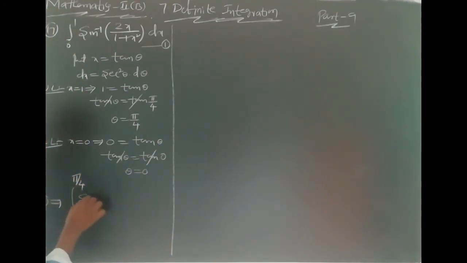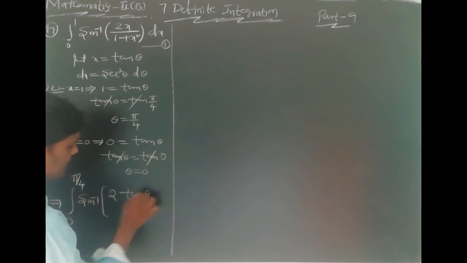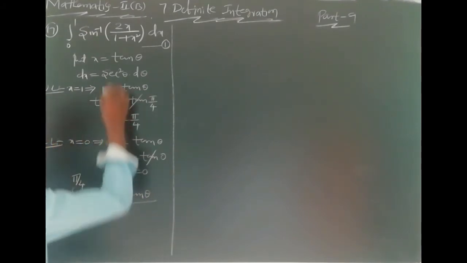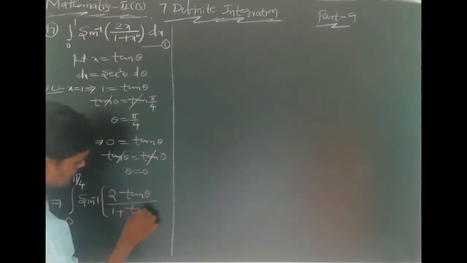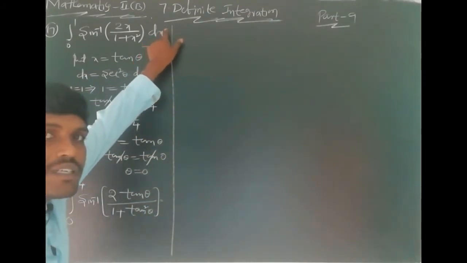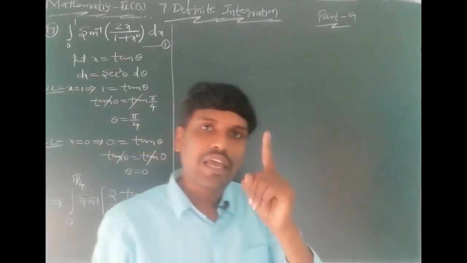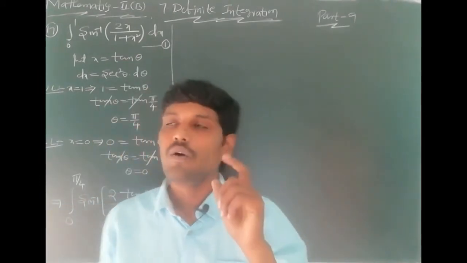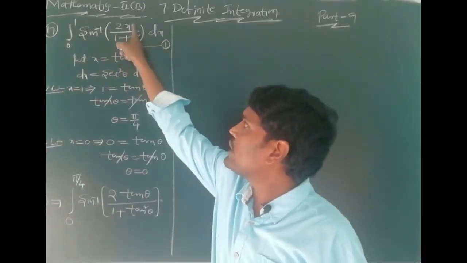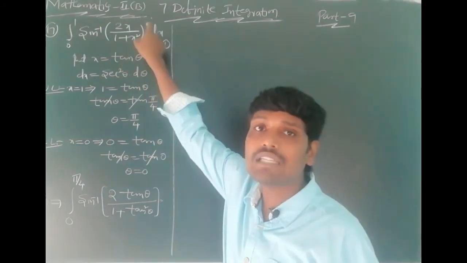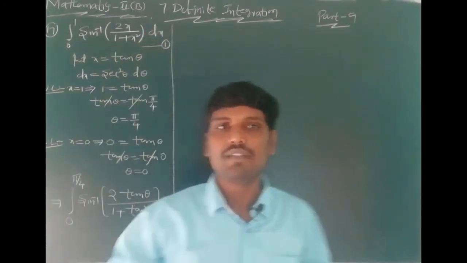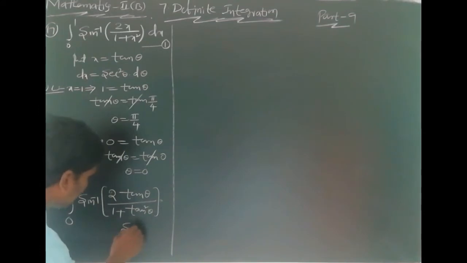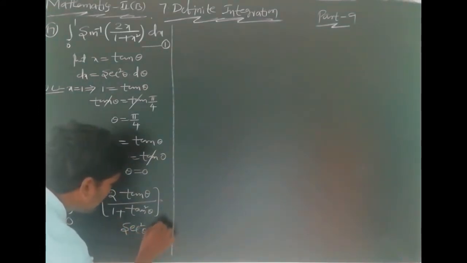Next, sine inverse of 2 into x value, tan theta, by 1 plus x square, which is nothing but tan square theta, into dx. Here you can write x value is tan theta: 2 tan theta by 1 plus tan square theta. What is the value of dx? The dx value is secant square theta into d theta.